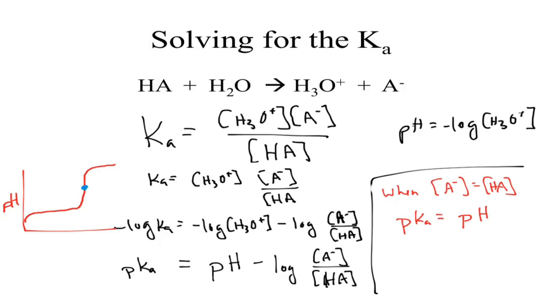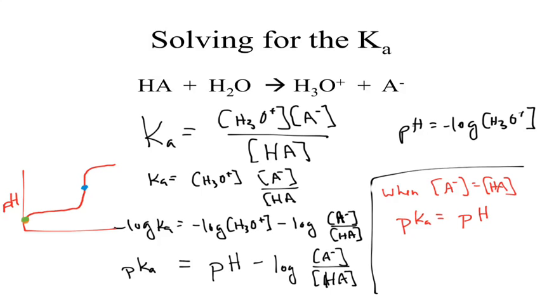Okay? I want the position where A minus equals HA. What can you tell me about our initial point? Way down at the very front. Orange was a bad color, let's try green. What can you tell me about our green point? What's present at the green point? Only HA. So what's our concentration of A minus? 0. I want where they're equal to each other. Where are they equal to each other? Halfway in between, known as the half equivalence point.